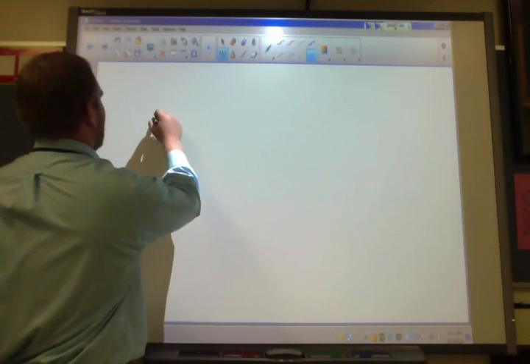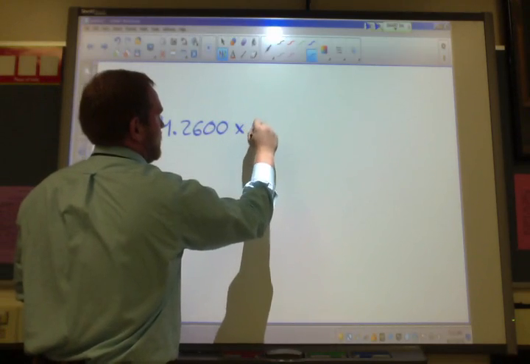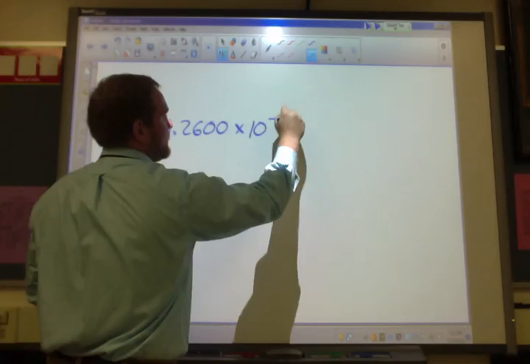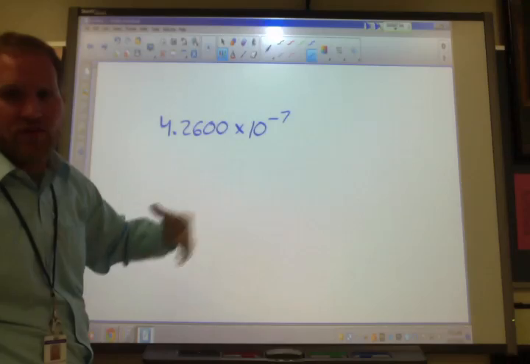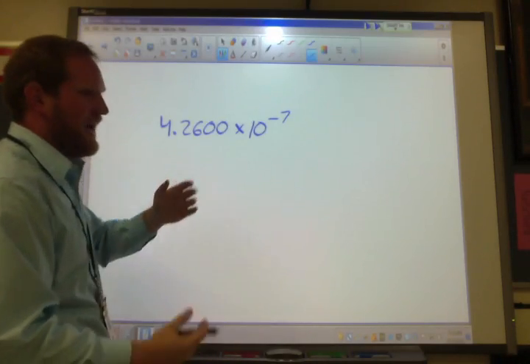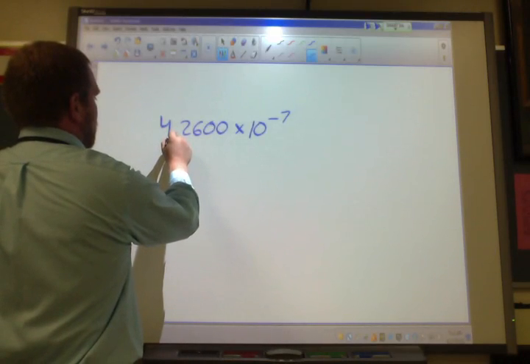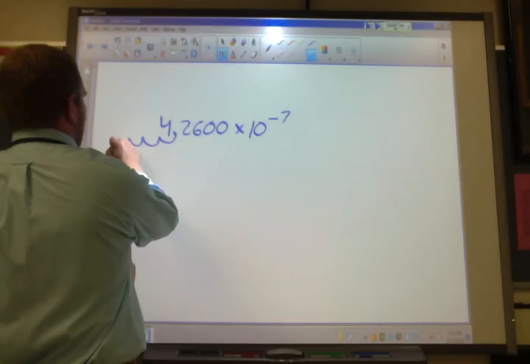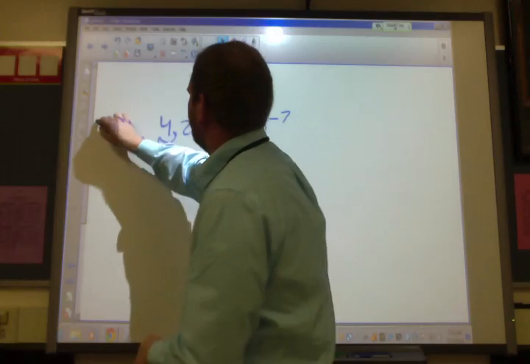Let's work with a small number. Let's say you have 4.2600 times 10 to the -7th. Okay. In this case, 10 to the -7th means it's going to be a very small number, so we're going to have to add a lot of zeros in front of a decimal place. So let's move our decimal point. 1, 2, 3, 4, 5, 6, 7. I'm running out of space here.